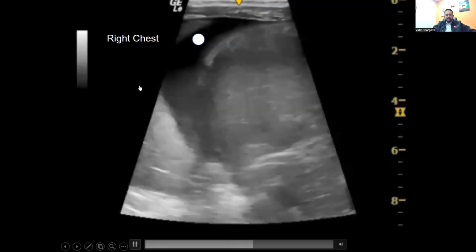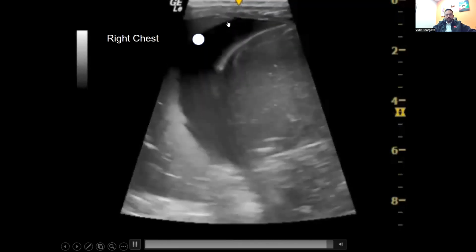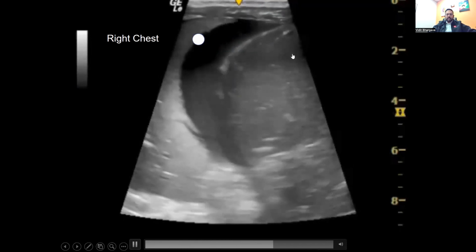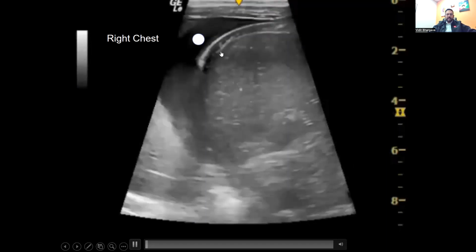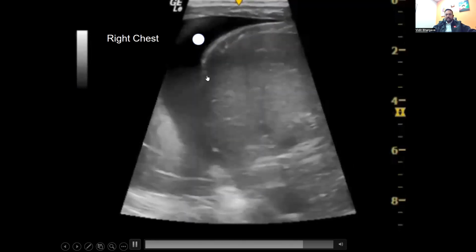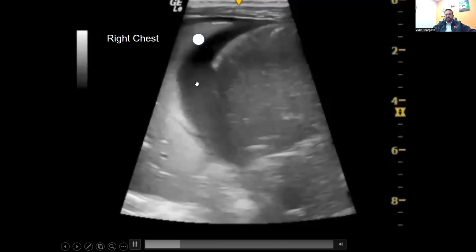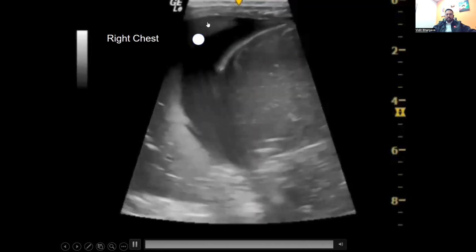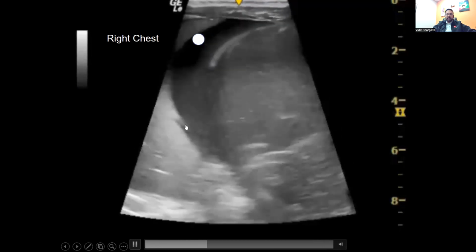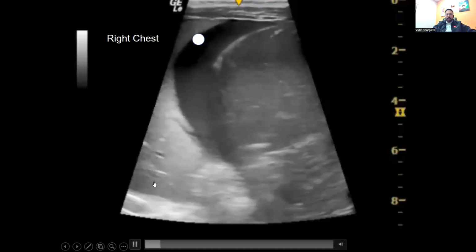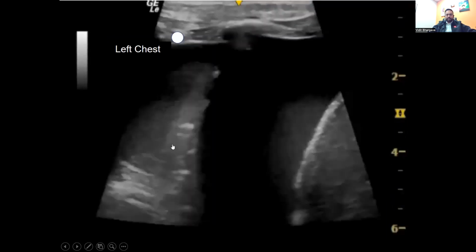So here are some images from the patient. This first one is from the right lower quadrant. Here we can appreciate the liver, diaphragm, and a large anechoic collection, which is a simple pleural effusion. And then floating within this effusion is a pretty dense collapsed lung on this right side.